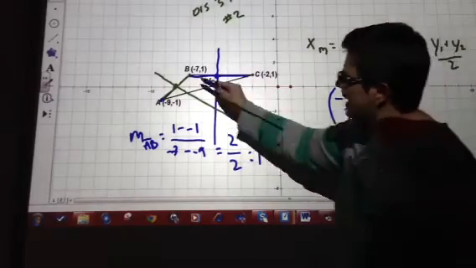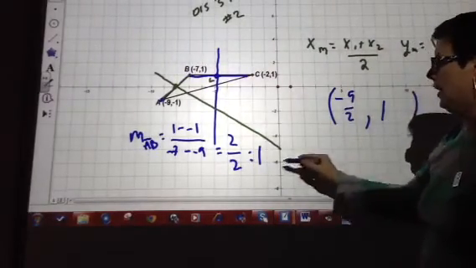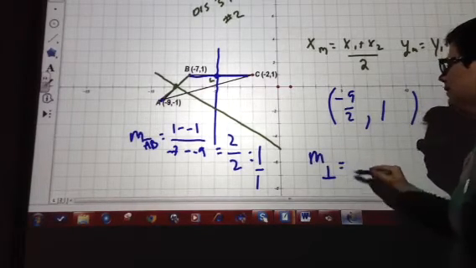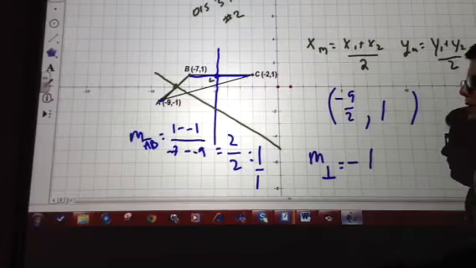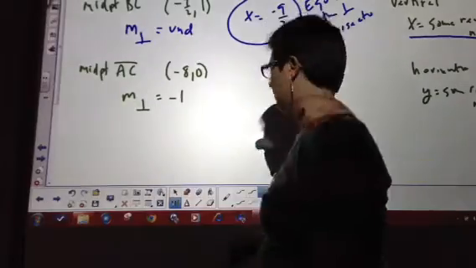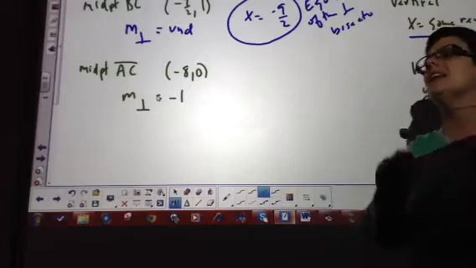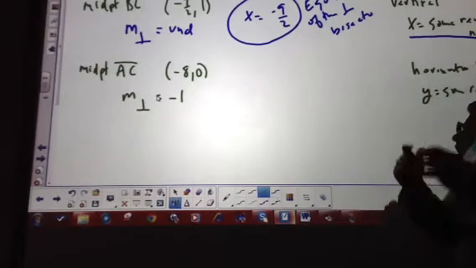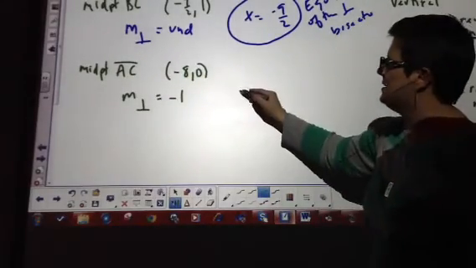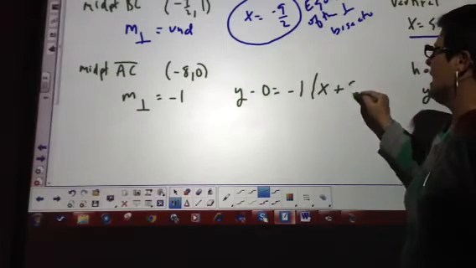So if this line has slope 1, what would be the slope of its perpendicular? Well, that in fraction form is 1 divided by 1, so the slope of the perpendicular is the opposite reciprocal. So -1 is that slope. So let's organize ourselves. This is -1. We have a point, we have a slope. Therefore, we are definitely in line to find the equation of the perpendicular bisector of segment AC. I take y minus 0 equals -1 times x plus 8.